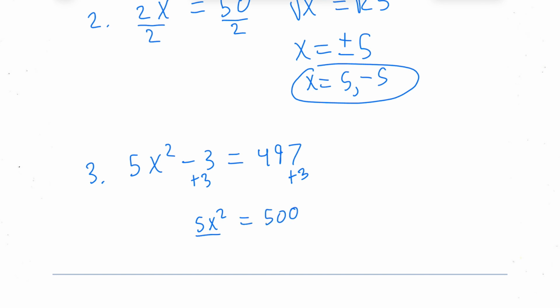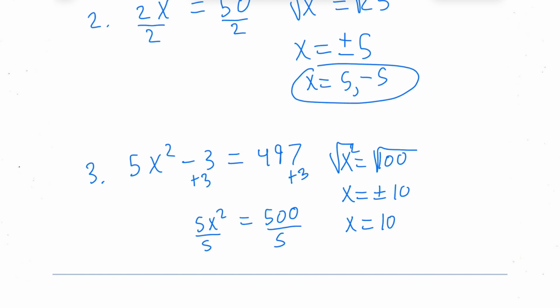Divide both sides by 5. We'll get that x squared is equal to 100. And now we take the square root of both sides. We'll get that x is equal to plus or minus 10. And if we rewrite it in a different format, we'll get x is equal to 10, comma, negative 10. Because that's all that plus or minus really means, is that it can be positive or negative.